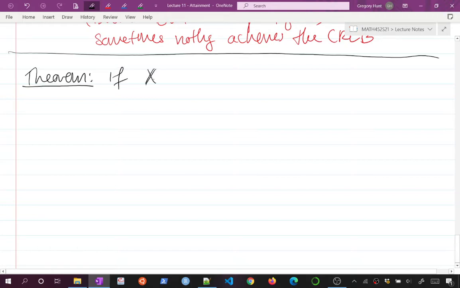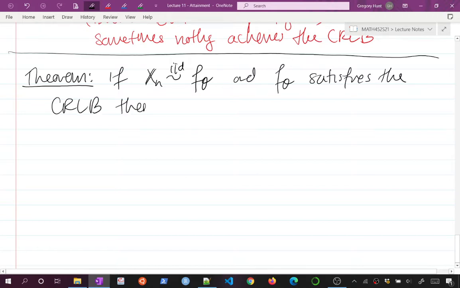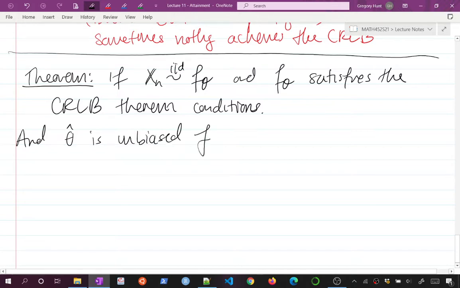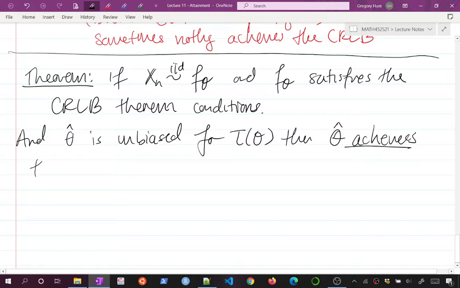In my favorite setup, I have my data, which comes from some distribution with an unknown parameter, and f theta satisfies the Cramér-Rao lower bound theorem conditions, which basically means it's regular enough for everything to work out nicely. And we have theta hat. Let me just say this in good English. And theta hat is unbiased for some function of our parameter we want to estimate. Then theta hat achieves the CRLB.